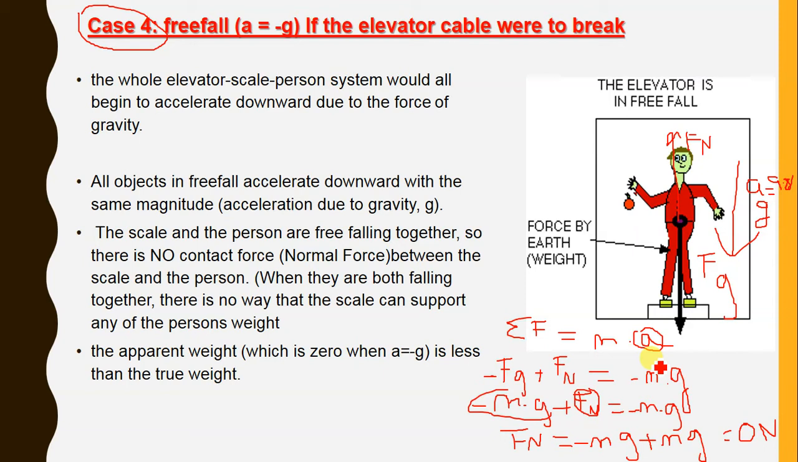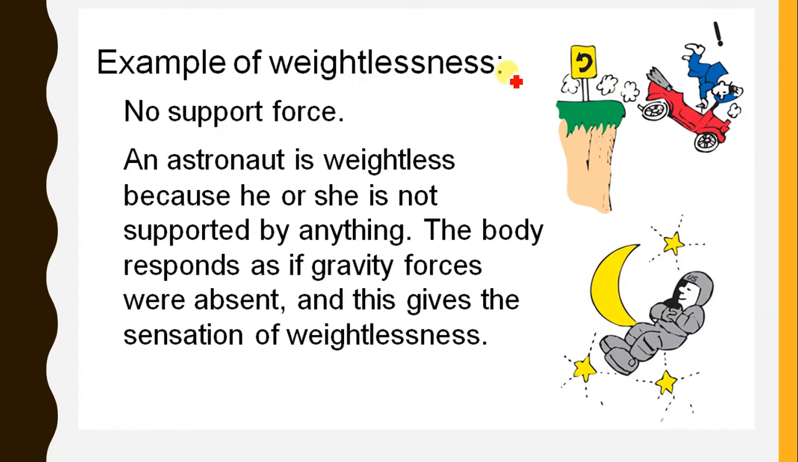Nothing is supporting you, nothing. So here Fn is not present. Fn is 0, and in this case the scale reading is 0. Okay, so this is weightlessness. This is when we feel that we are weightless. Okay, examples of weightlessness. Here are some examples.